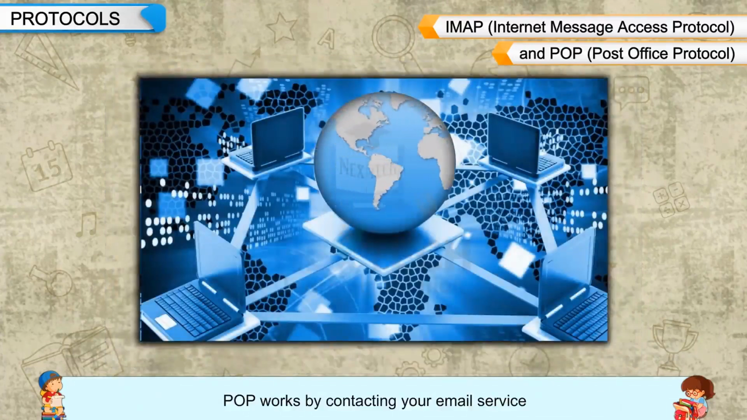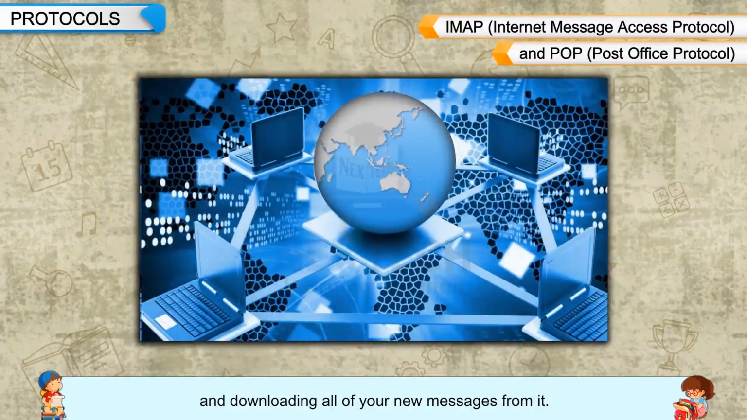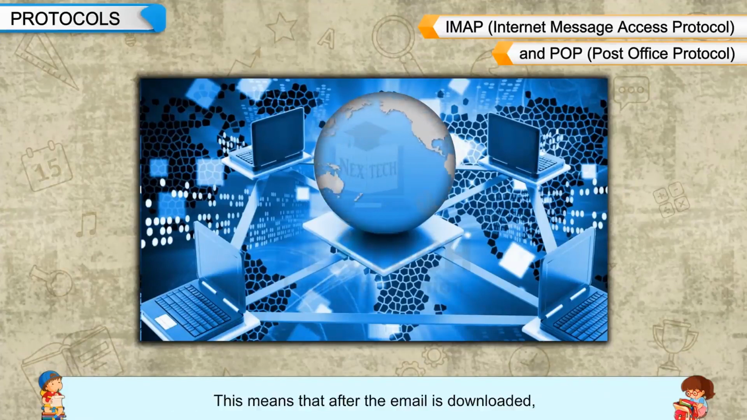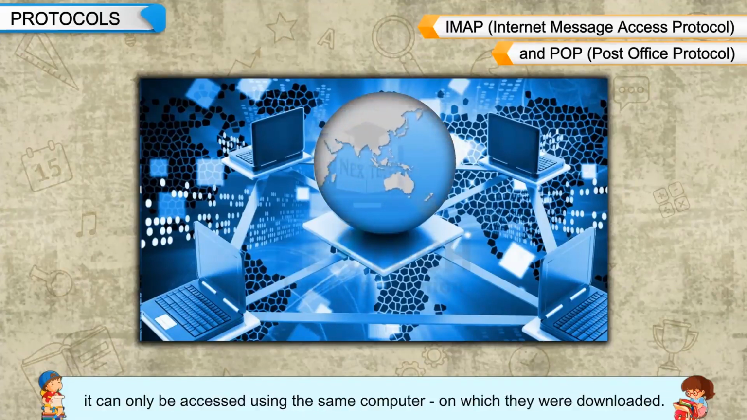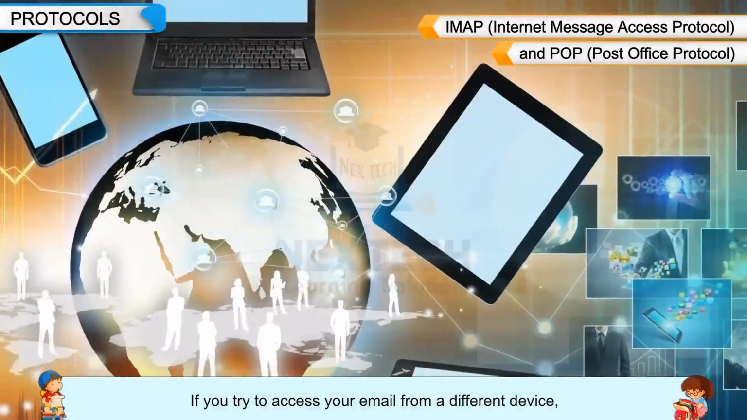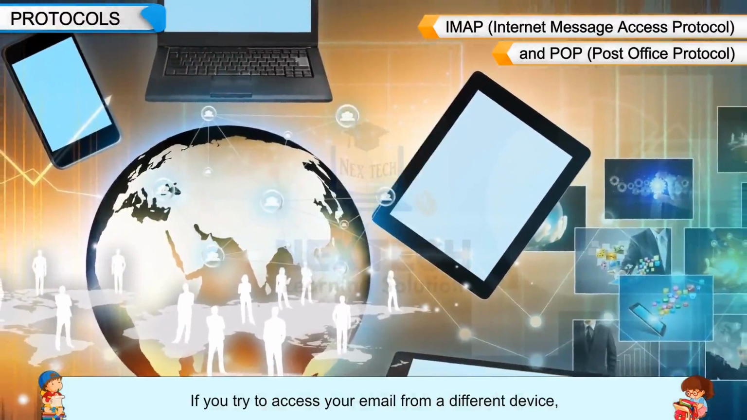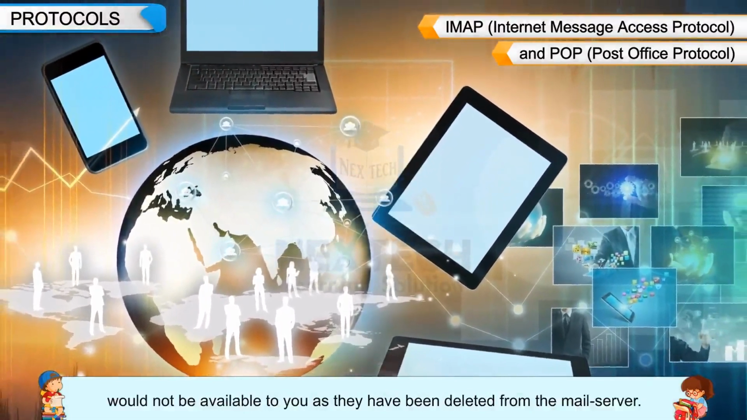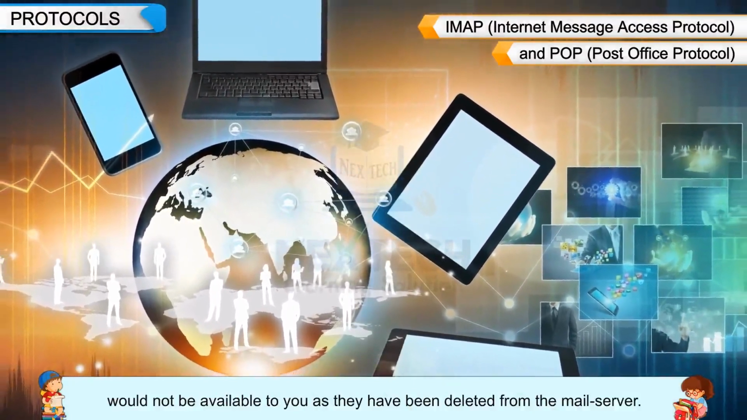POP works by contacting your email service and downloading all of your new messages from it. Once they are downloaded onto your PC, they are deleted from the email service. This means that after the email is downloaded, it can be accessed using the computer on which they were downloaded. If you try to access your email from a different device, the messages that have been previously downloaded would not be available to you as they have been deleted from the mail server.